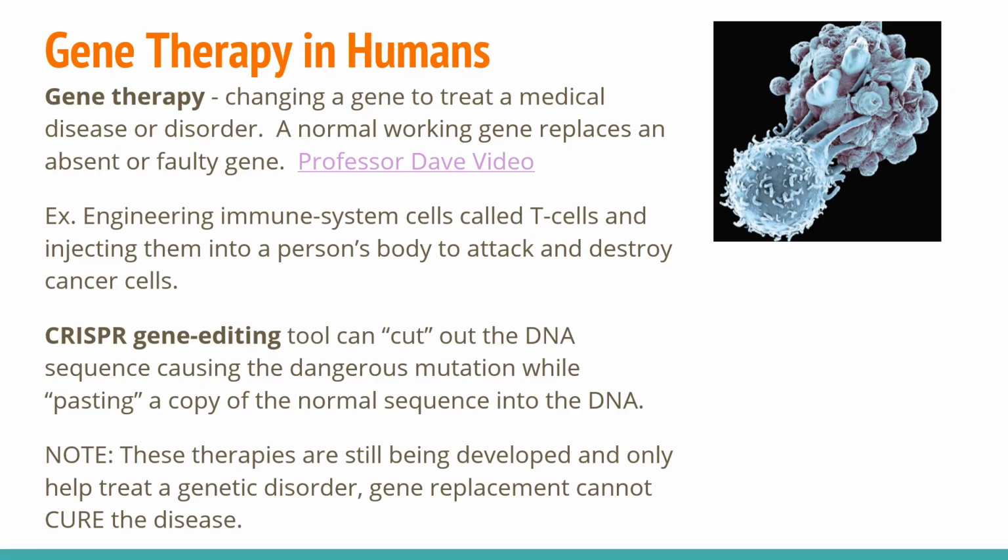Then there's the CRISPR gene editing tool, which can cut out the DNA sequence causing the dangerous mutation while pasting a copy of the normal sequence into the DNA. So say we have a trait for color blindness, right? We know that that's an X-linked trait. It's just in the X. With CRISPR, we could, in theory, take that gene, cut that gene out, and replace it with a working gene. That's the idea behind CRISPR.